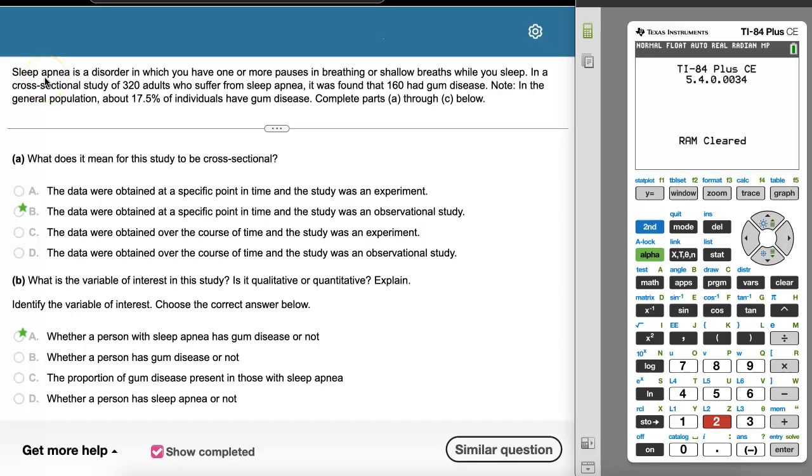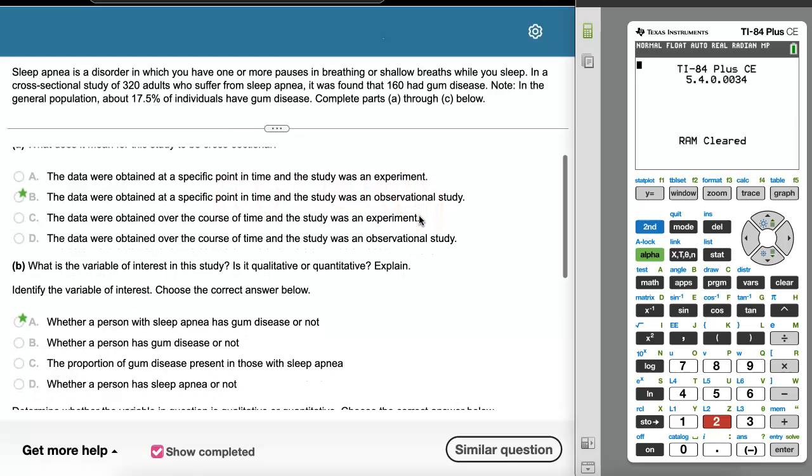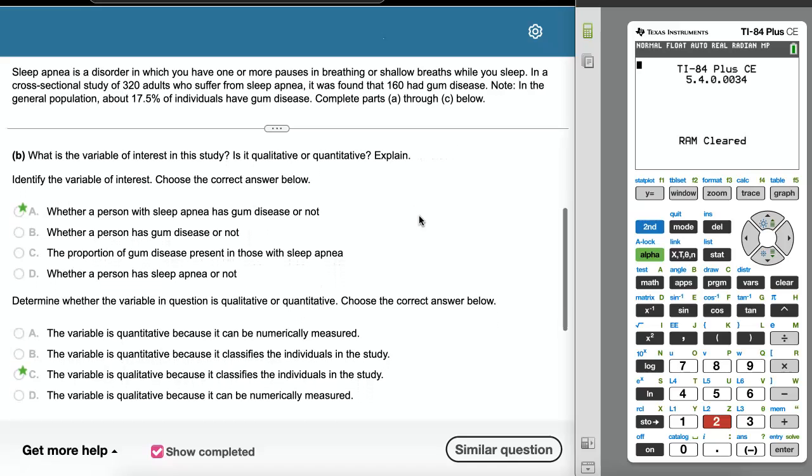In this example, we're given some values found from a cross-sectional study. Take a moment to pause and read the information that's given. So first of all, this first one is pretty quick. We would consider this cross-sectional because the data were obtained at a specific point in time and the study was an observational study. Okay, we would not be performing an experiment about this.